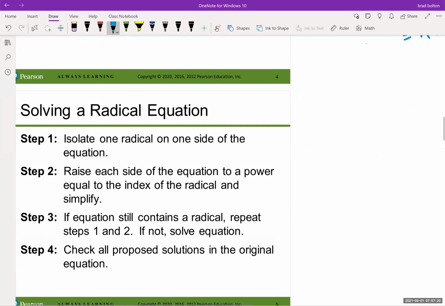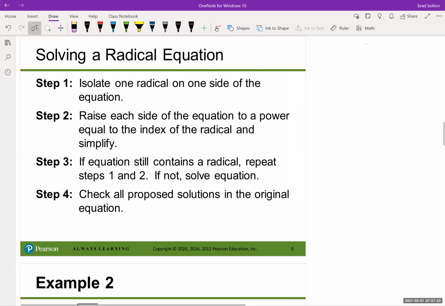Okay. So here's how we're going to set up radical equations. You're always going to isolate one radical on one side of the equation, doesn't matter which. Once you've done this, you raise each side of the equation to a power equal to the index of the radical you simplify. So if it's a square root, then you square it. If it's a cube root, then you cube it. If it's a 2/3 power, then you 3/2 power it. You're basically trying to turn the exponent into a 1 instead of a fraction. If the equation still contains a radical, repeat steps 1 and 2. If not, solve the equation.